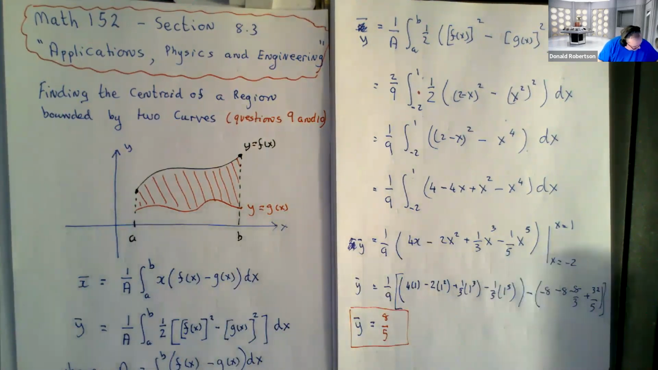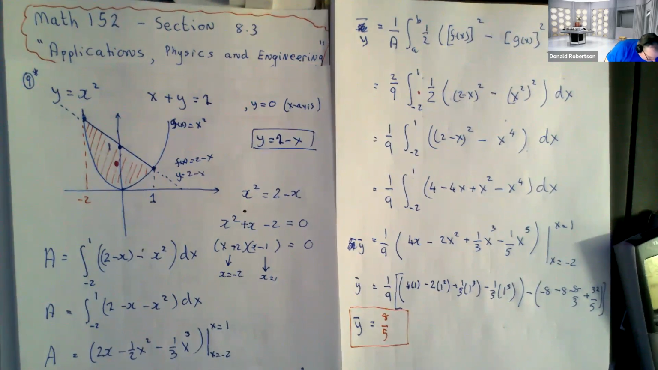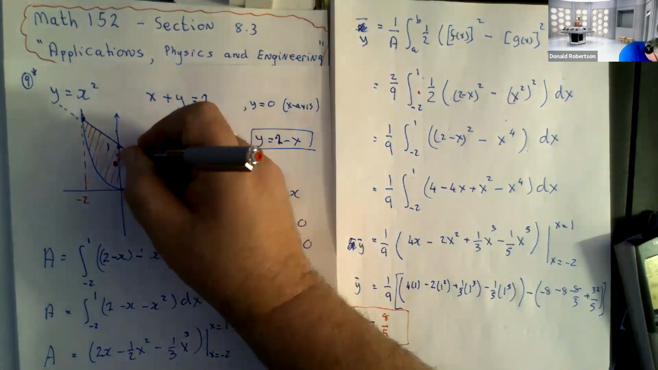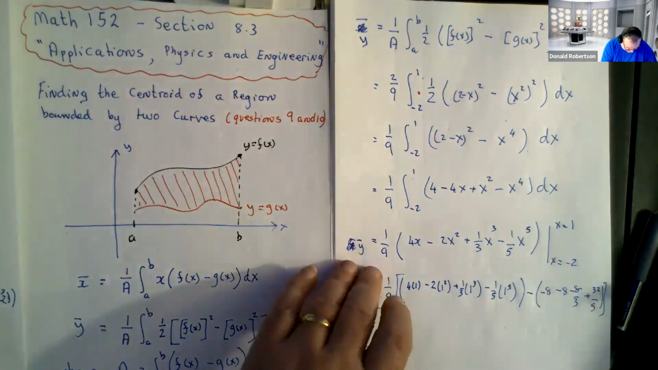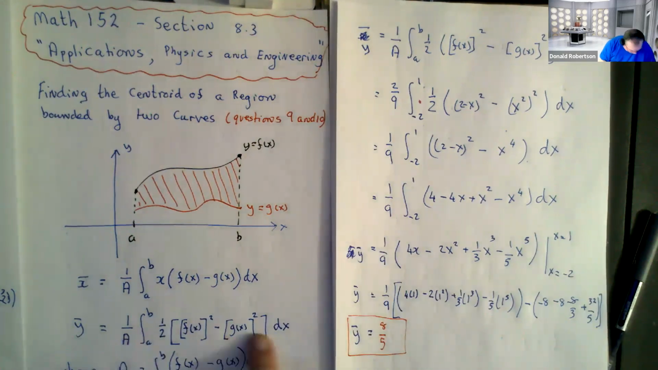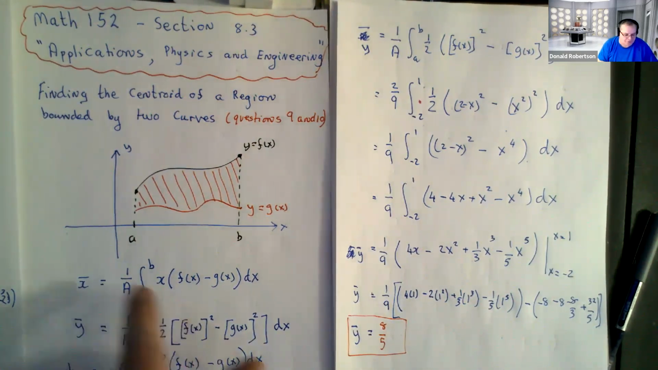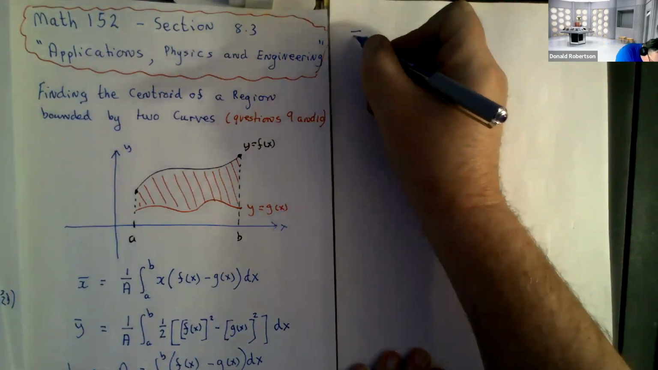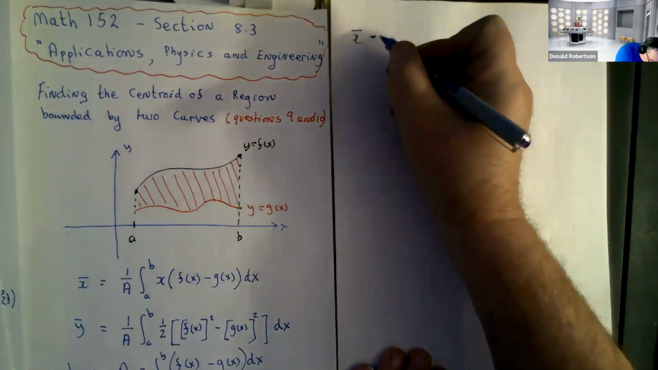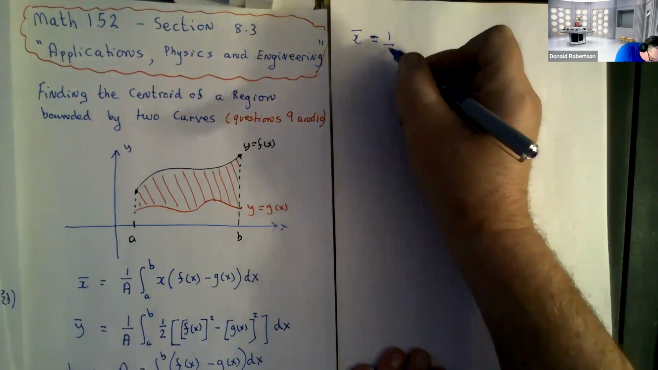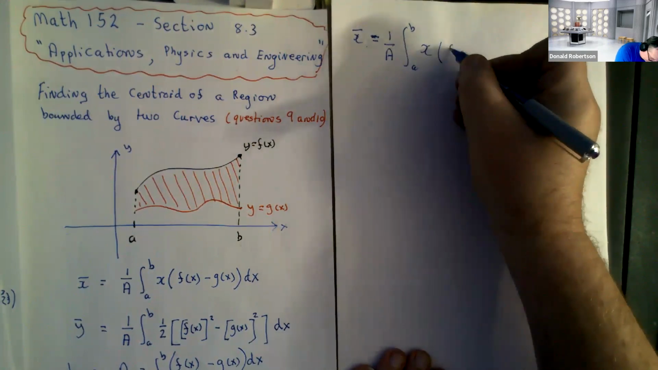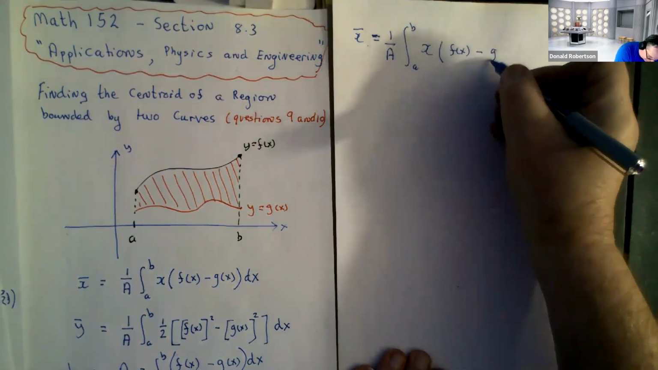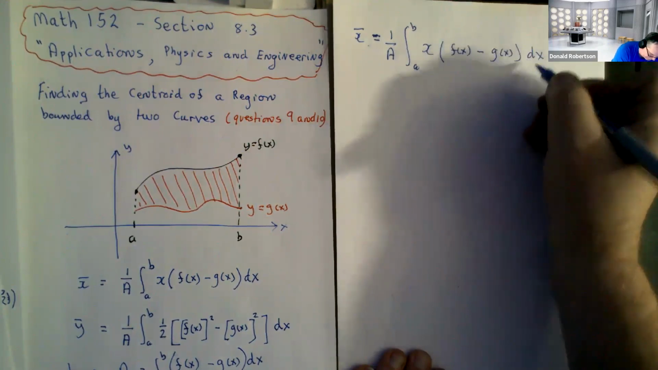Okay, let's go back to my picture. Well, you know, that 8/5 is a little bit higher than that, but at least it's not miles off. Now, I have just done y bar, and it's okay to do them y first and x bar second. So the last thing I'm going to do is find out what x bar is, and it is, as you can see here, equal to 1/A, the integral from a to b, x times the high function, take away the lower function, dx.